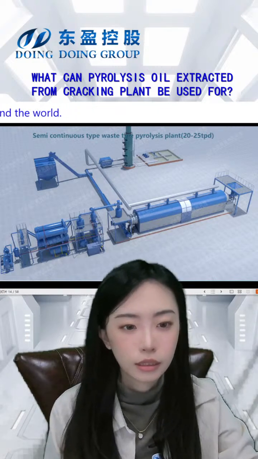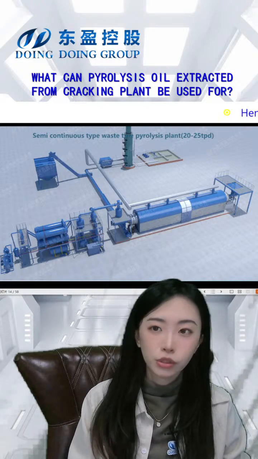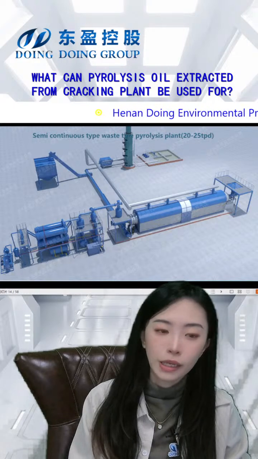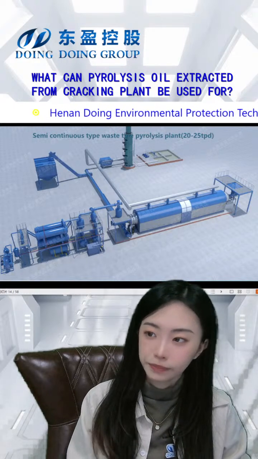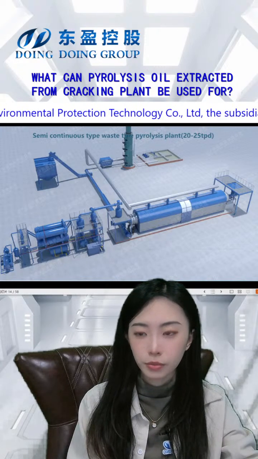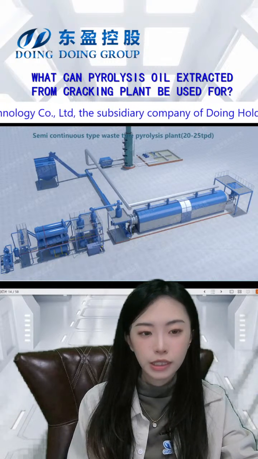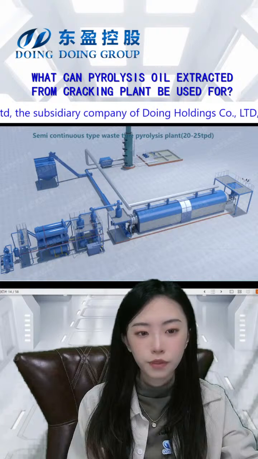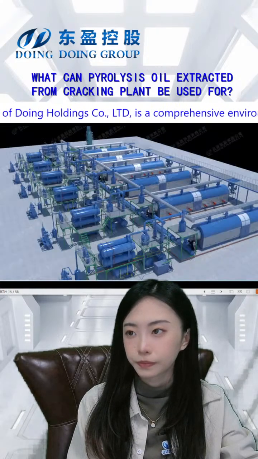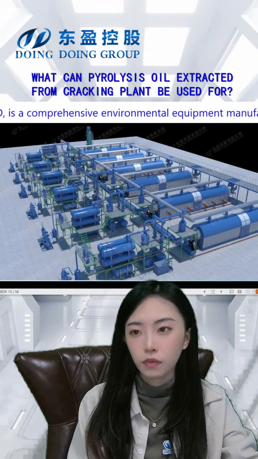And this is also a semi-continuous type for 20 or 25 tons per day. The capacity and the model you can design. So this is a much longer reactor. And this is the hopper to feed the materials. This is several lines of the semi-continuous one.